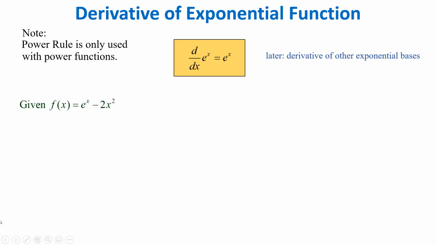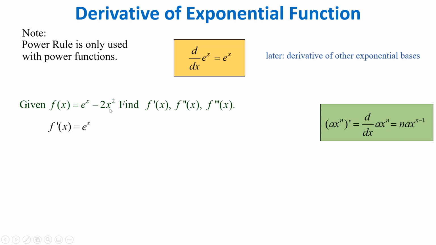And going right to an example, if you're given a function to be e to the x minus 2x squared, and you're asked to find f prime of x, and we'll work with some higher order derivatives too for practice. So let's also find f double prime of x and f triple prime of x. Now for f prime of x, just deal with this a term at a time. e to the x will just be e to the x. And then for minus 2x squared, that's just going to be power rule. This will be minus 4x.